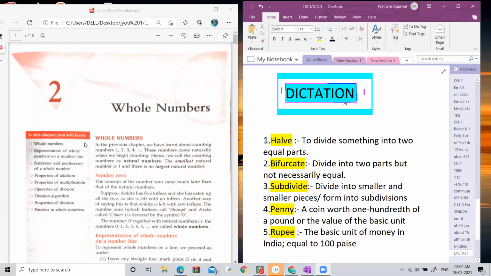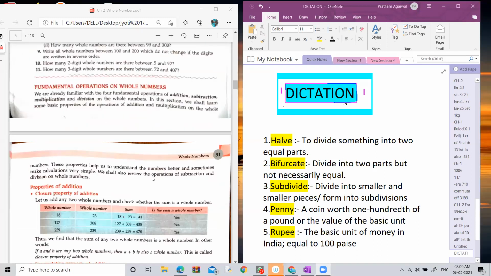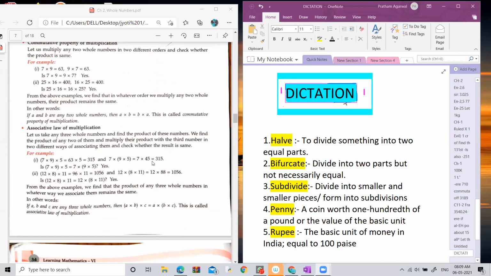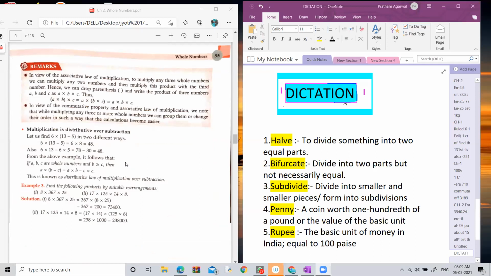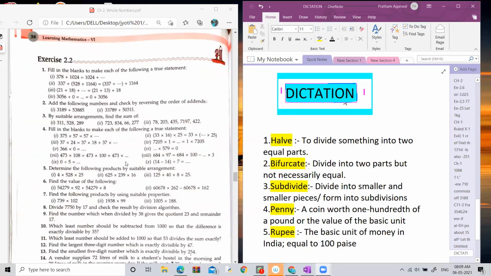Okay, children, now let's come to the topic. In the last class, we were doing exercise 2.2, till question number 7 we have done. If you have any query till question number 7 of exercise 2.2, please write it down in the chat box.